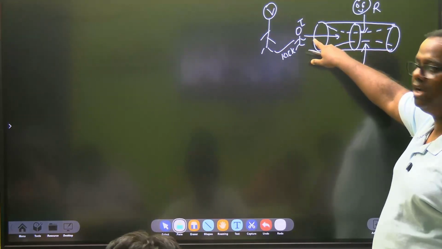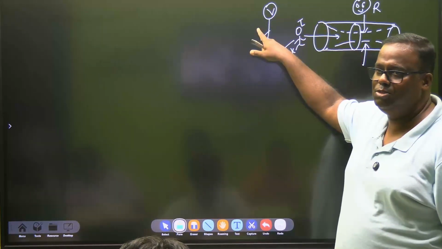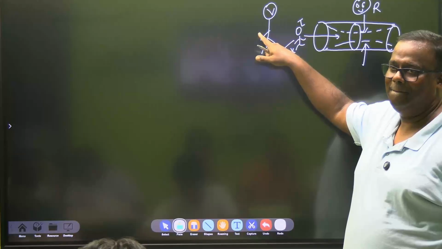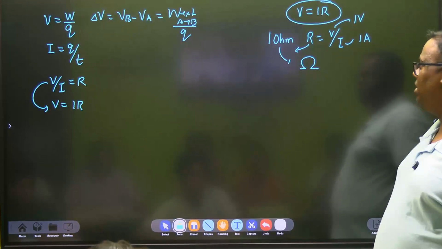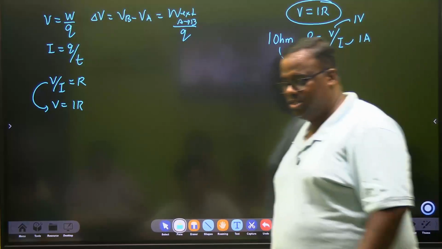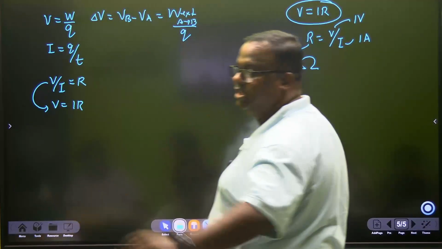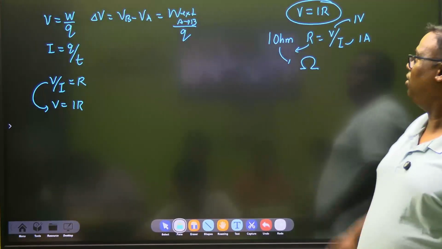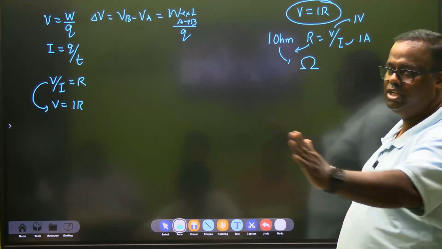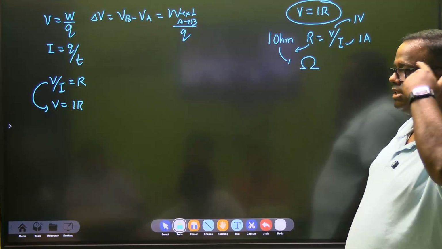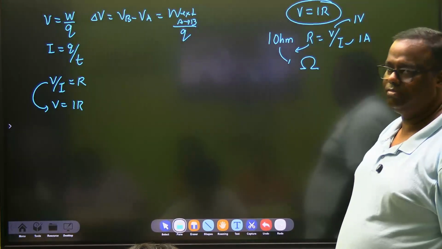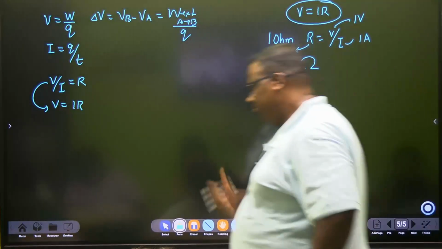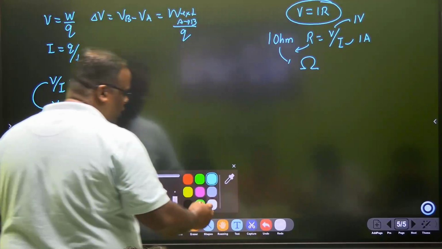So if you want the same current to go, double the voltage must be applied to it. This diagram makes everything clear. So is 1 ohm clear with everyone? What is 1 ohm? 1 ohm is said to be the resistance offered by a conductor when a current of 1 ampere flows past its cross section, when the ends of the conductor are maintained at a potential difference of 1 volt. Understood? Okay.